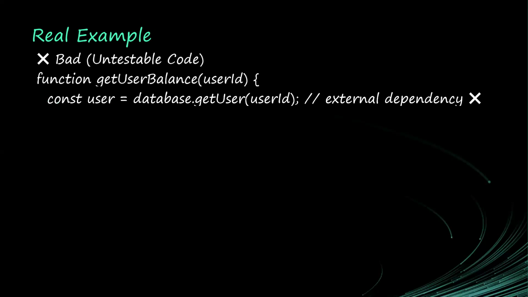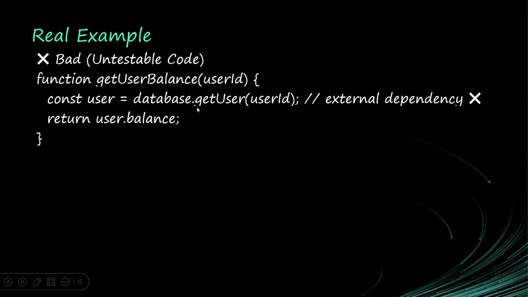We have this function, getUserBalance. When we say getUserBalance, we are taking the user ID, and look, we are saying database.getUser(userId). You can see now that this particular getUserBalance function is depending on the database.getUser function. So this is not unit testing. It has an external dependency. It is also calling another function. database.getUser is another function or method from this database module.